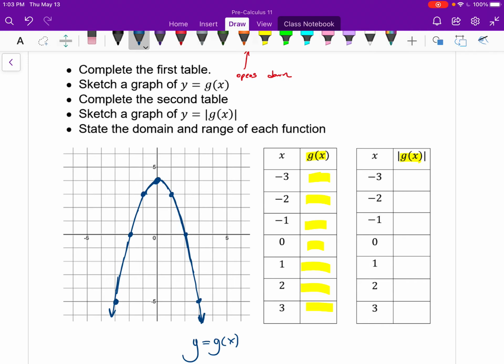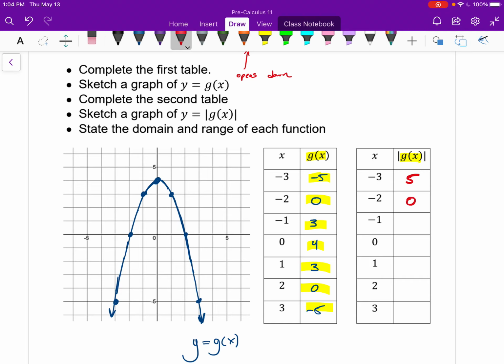When x is negative 3, from looking at my graph, the y value is negative 5. When x is negative 2, it's 0, then 3, 4 at my vertex, and then back down 3, 0, negative 5. All those coordinates, I could just see from the graph that I plotted. And so for the absolute value of g of x, I want to find the absolute value of the outputs, or of the values I just highlighted in yellow. So the absolute value of negative 5 is positive 5.